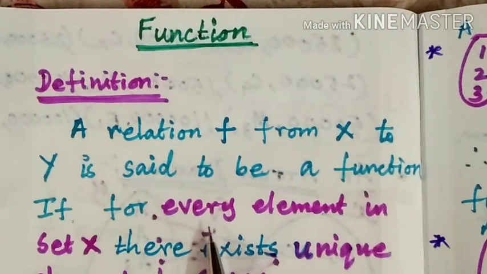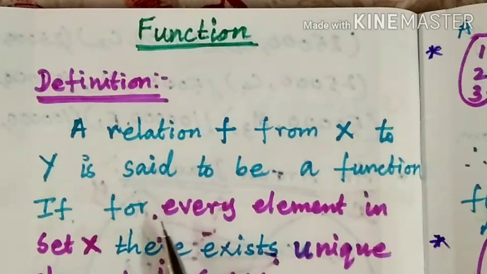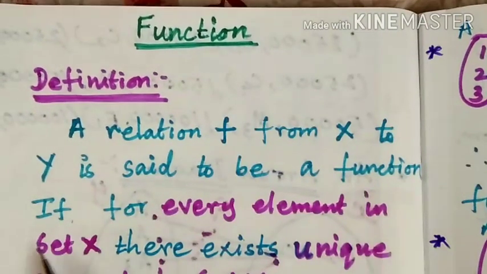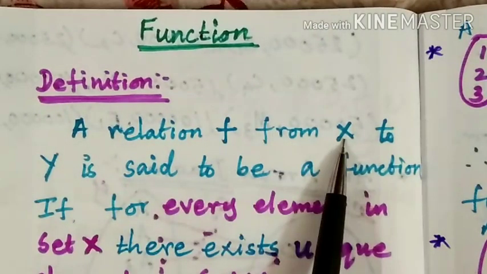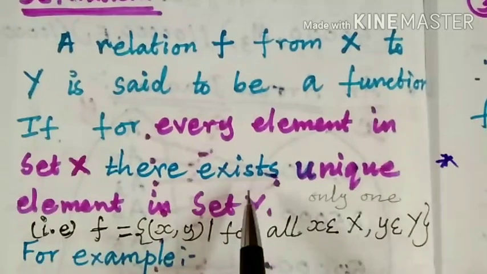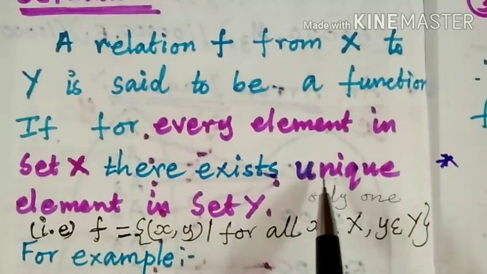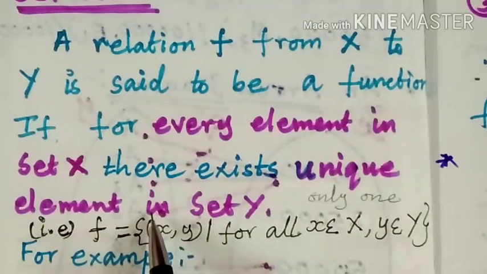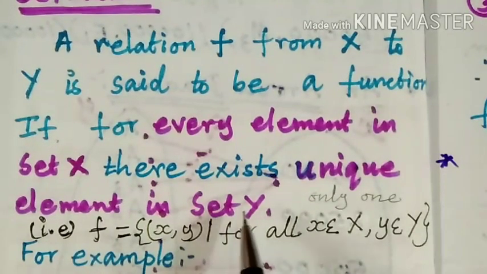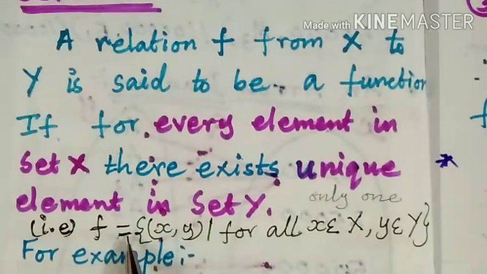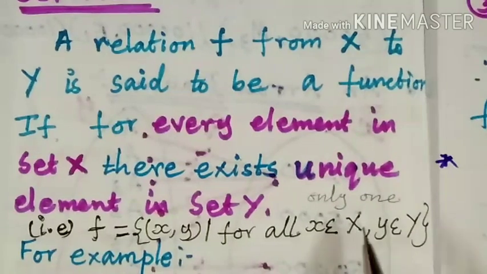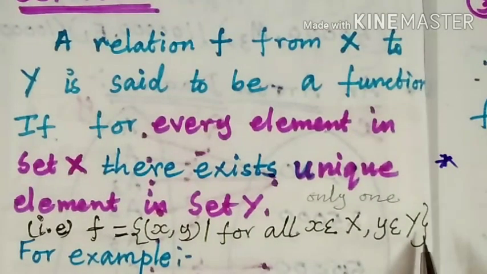Here you need to know two things, that is every element in set X, that means all the elements in the first set, associated with a unique element, that is only one element in the second set Y. In mathematical terms, f equals the set of all relation ordered pairs (x, y) such that for all x belongs to set X and y belongs to set Y.